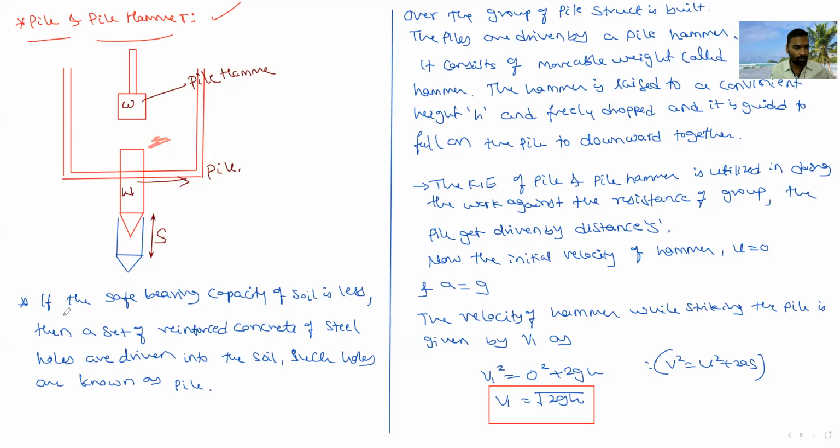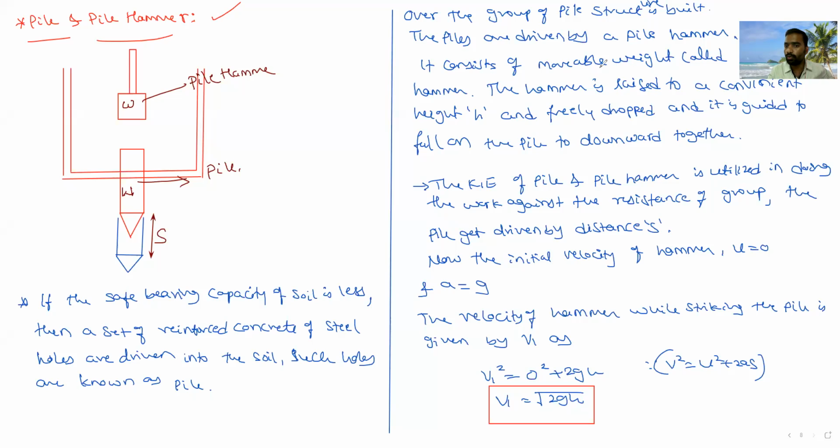When the pile is used, if the safe bearing capacity of the soil is less, then a set of reinforced concrete or steel holes are driven into the soil. Such holes are known as piles. Over a group of piles, the structure is built. The piles are driven by a pile hammer.